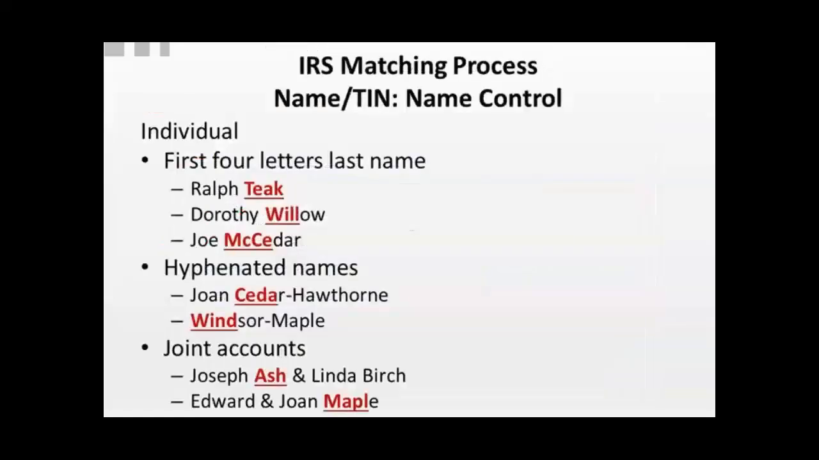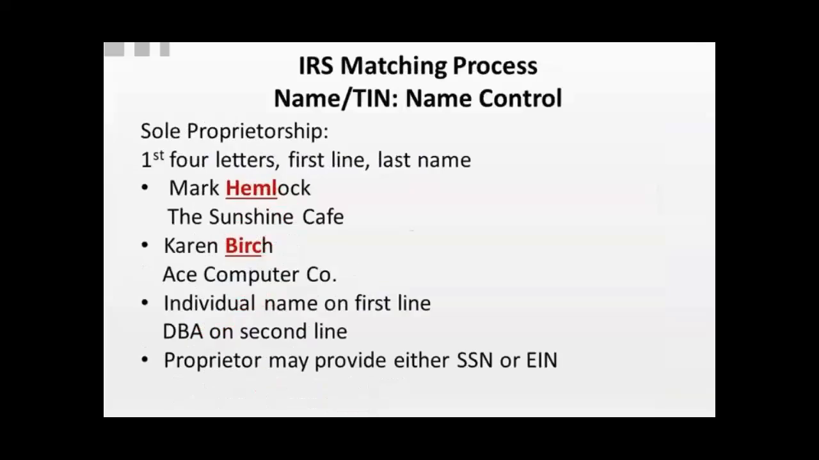Now, the name control. First 4 letters of the last name for individuals. Hyphenated names, first 4 letters of the first last name, and I guess it's the first 4 letters of the last name where it's not hyphenated but has a space. And if it's only 3 letters, that's what it is. For a sole proprietor, it's the first 4 letters of the last name of the sole proprietor, despite the fact that the Sunshine Cafe is called the Sunshine Cafe.